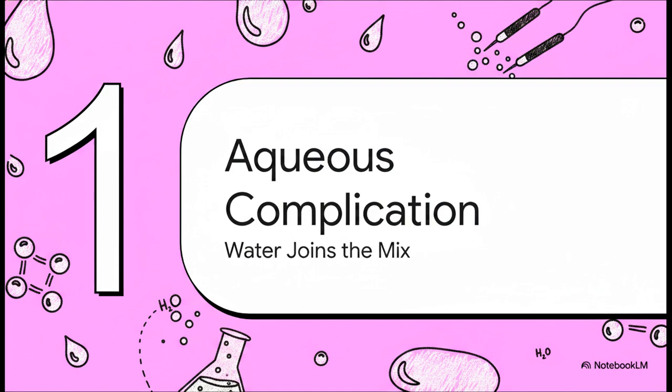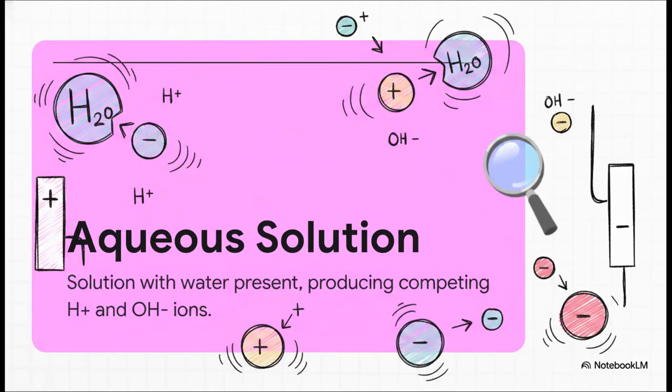Water joins the mix. Now, an aqueous solution simply means a solution where water is present. Pretty straightforward, right? But in chemistry, water isn't just some neutral bystander taking up space. In an aqueous solution, the water molecules actually split apart, or dissociate, into two distinct ions: positively charged hydrogen ions and negatively charged hydroxide ions. So instead of just having the positive and negative ions from our dissolved compound, we now have 4 total ions swimming around in our electrolyte. And they are all competing to react at the electrodes.